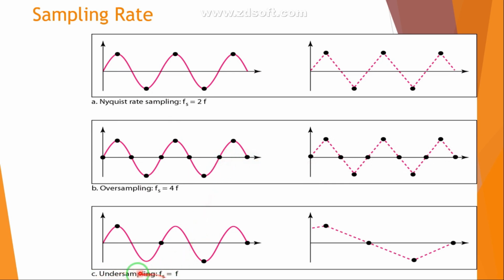And undersampling means Fs is less than twice of f. So we have considered Fs equal to f. See how it is going to look. We have taken the minimum number of samples, and it is very difficult when we pass these samples through any low pass filter. It would be very difficult to reconstruct your original signal because we have fewer samples.